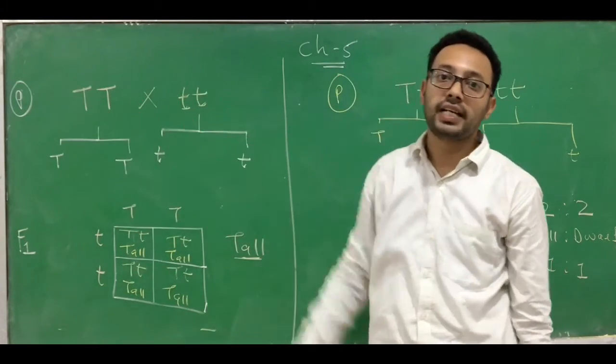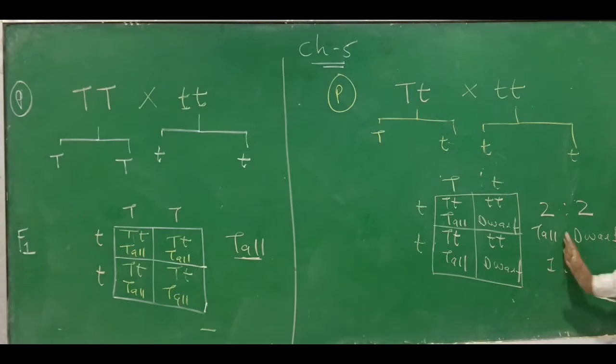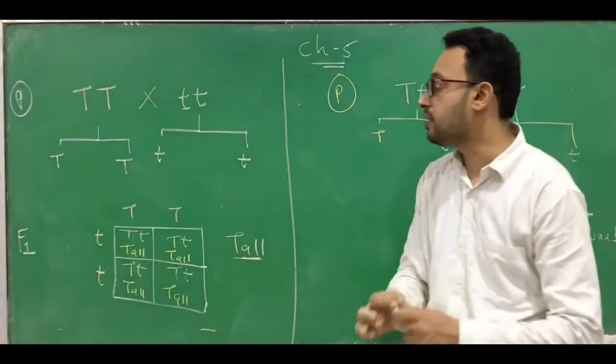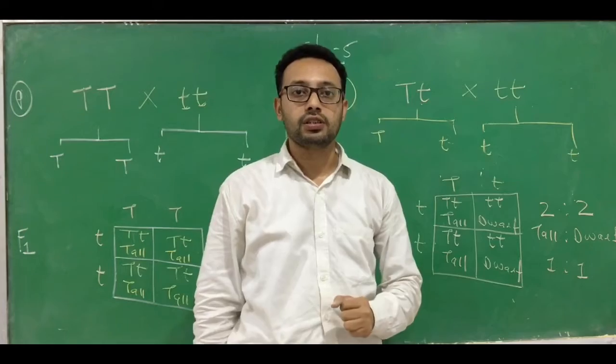If all the plants obtained are the same, meaning all the plants obtained are tall, that indicates it is capital T capital T, or homozygous. Clear? If 50% plants were tall and 50% plants were dwarf, meaning you obtain a ratio of 1:1, then it is heterozygous, and thus you can determine whether it is a homozygous or a heterozygous tall. Okay, clear?